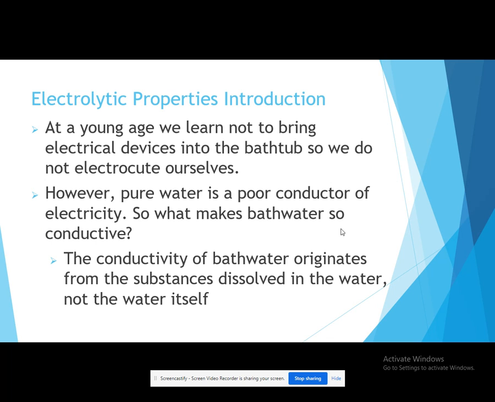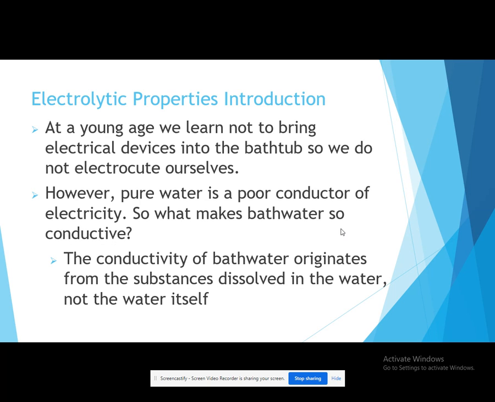So, electrolytic properties introduction. At a young age, usually you learn not to take electronics into the bathtub because if you drop them in there, you can have the potential to electrocute yourself. You don't want anything electrical around water. However, pure water, in fact, isn't a very good conductor of electricity. And if you actually had pure water and you dropped an electronic in it, it wouldn't do anything.